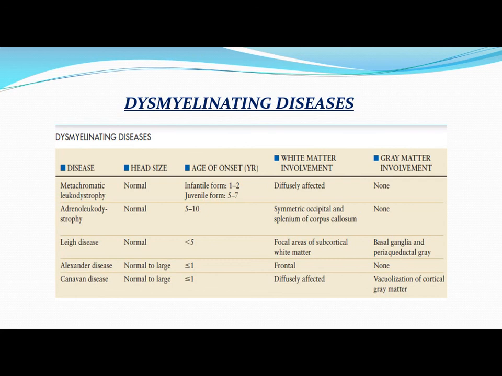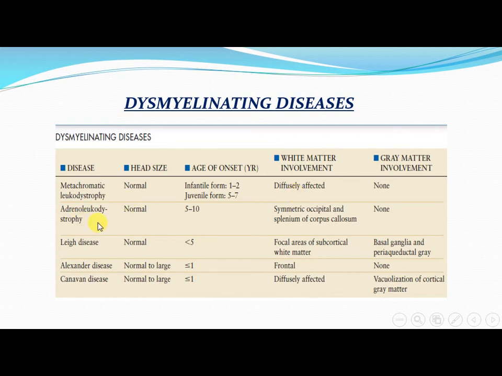Dysmyelinating disease, metachromatic leukodystrophy. The head size is normal. Age of onset, infantile form is from 1 to 2 years. Juvenile form is from 5 to 7 years. White matter is diffusely affected. Gray matter is not involved.